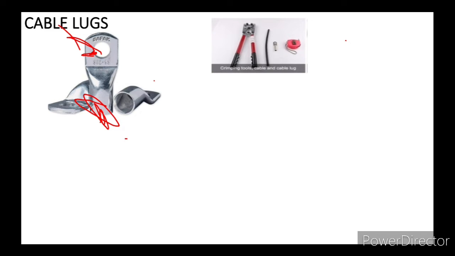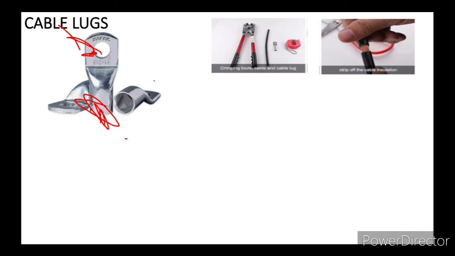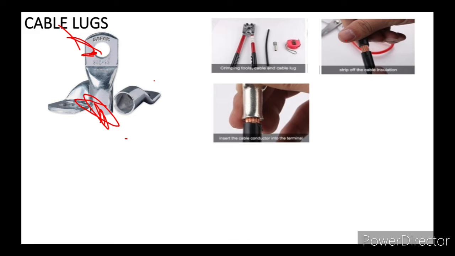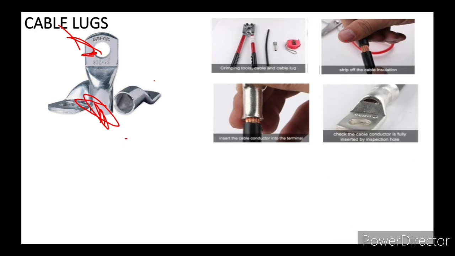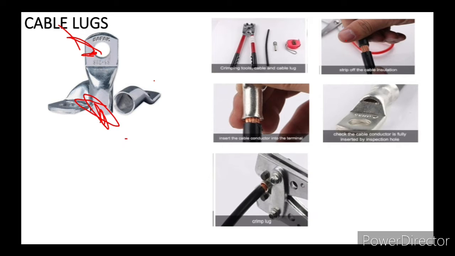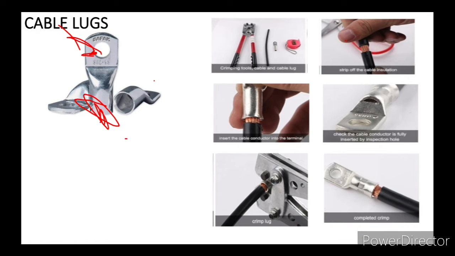First, we will be needing a crimping tool, cable, and cable lug. The first thing is to strip off the cable insulation. After stripping the cable insulation, we will insert the cable conductor into the terminal. After inserting, we will make sure that the cable conductor is fully inserted by checking the inspection hole. After that, just crimp the plug. After the crimp, it is a completed crimp, and that is how cable lugs are used.